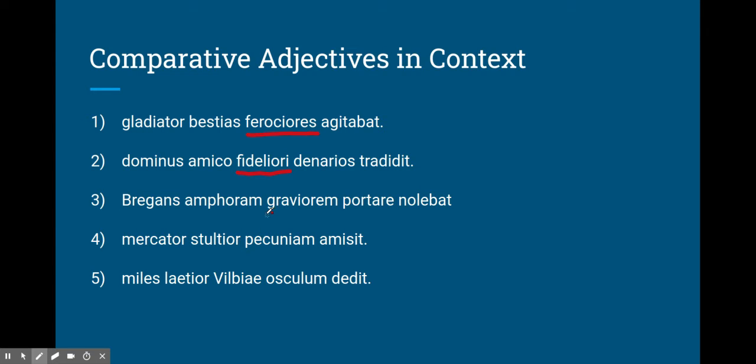Number 3, our comparative degree is graviorem. Brigands did not want to carry the rather heavy jug. Number 4, mercator stultior. There's your comparative, amisit pecuniam. The rather stupid merchant lost his money. And number 5, laetior, describes the miles. The rather happy soldier gave a kiss to Vilbia.